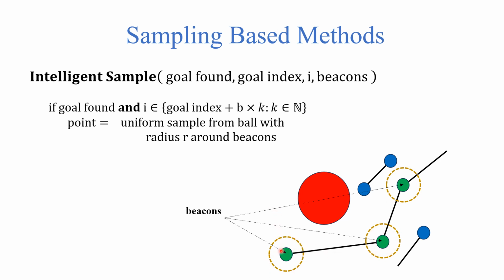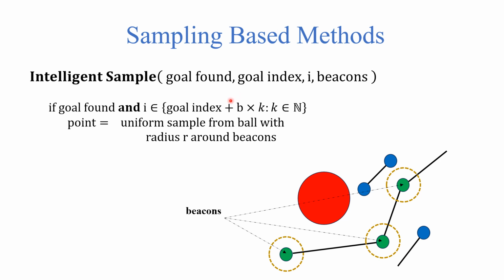So when are we going to sample from these beacons? That is, if we found the goal and if the index of the iteration is equal to goal index plus b multiplied by a natural number, which means that we're going to perform this type of sampling from these beacons if and only if we found the goal, and only once every b iterations.